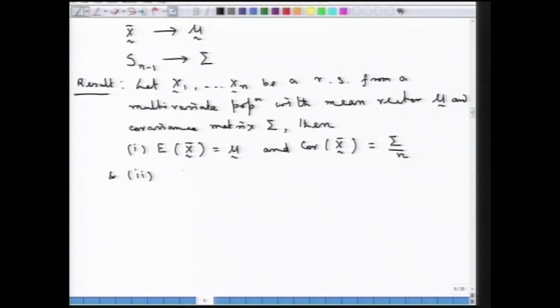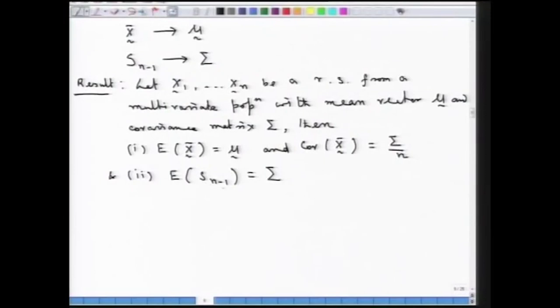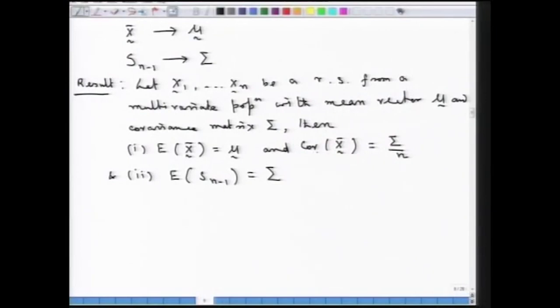And number 2, for the sample variance covariance matrix S_(n-1), the expectation of S_(n-1) is equal to sigma. In other words, the sample mean vector x bar is an unbiased estimator of the population mean vector mu, and the sample variance covariance matrix with a divisor n minus 1 is an unbiased estimator of the population variance covariance matrix sigma. Right? And the covariance matrix of this x bar vector is given by sigma by n. This is a generalization of the univariate result to the multivariate setup. We had of course a similar result in the univariate setup.